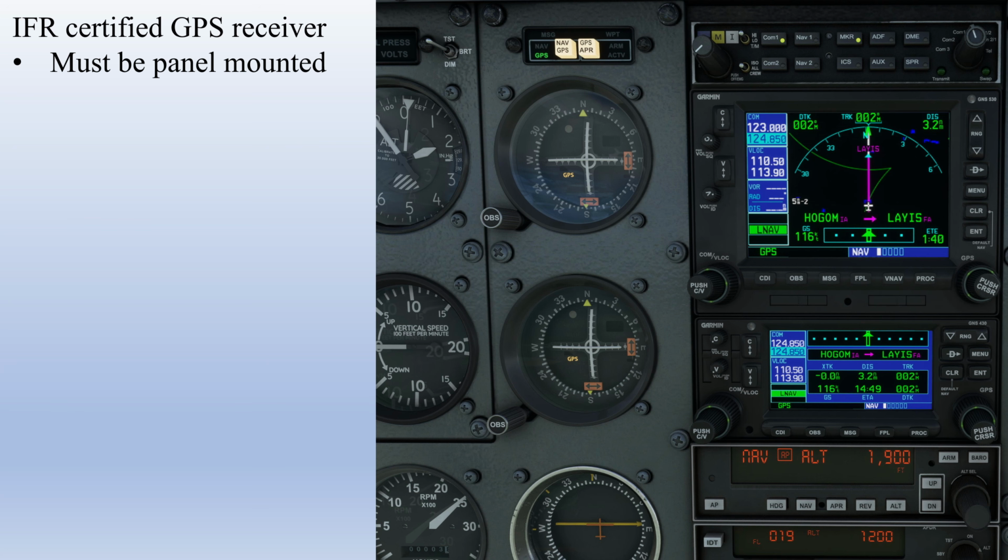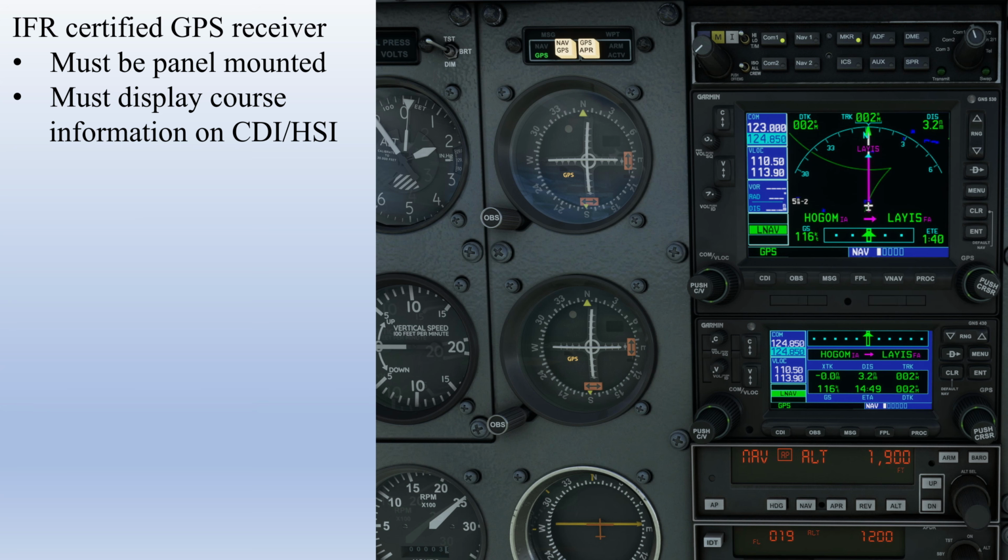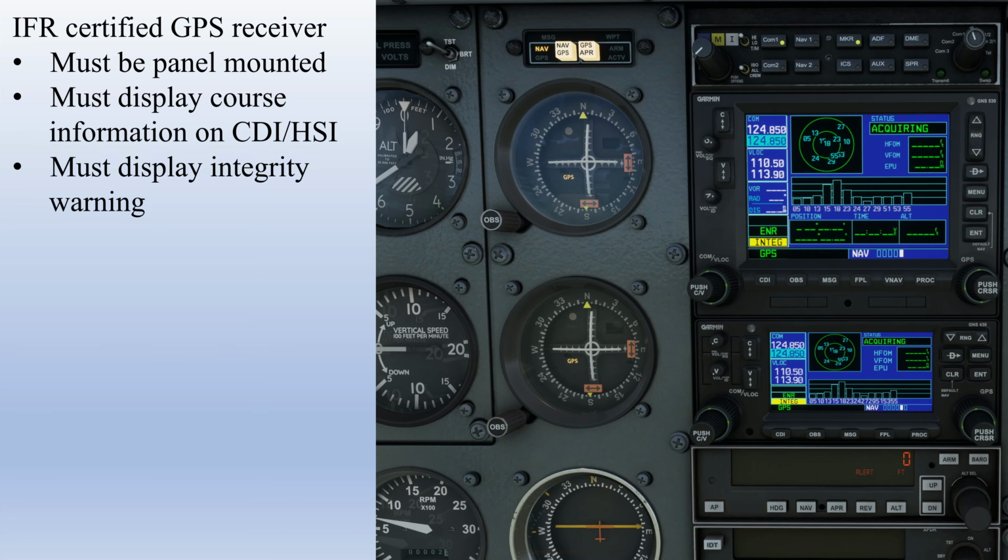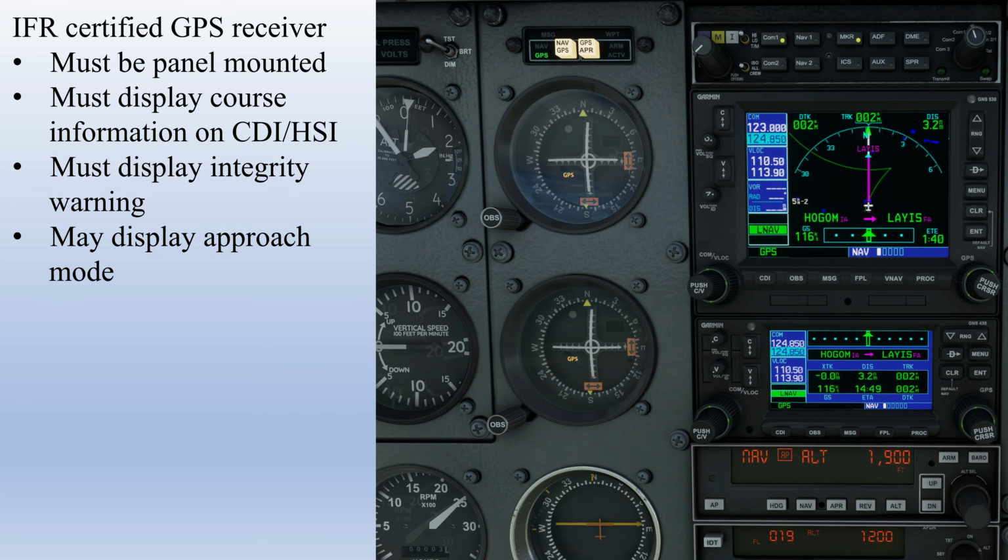The receiver also needs to be able to display course information on a primary flight instrument like an HSI or CDI. Referencing the moving map as your only source of course information is not acceptable. The moving map should only be used for situational awareness. The receiver should also be capable of alerting a pilot when the GPS integrity has been compromised, and most will have an indication that displays when the receiver is in the approach mode.